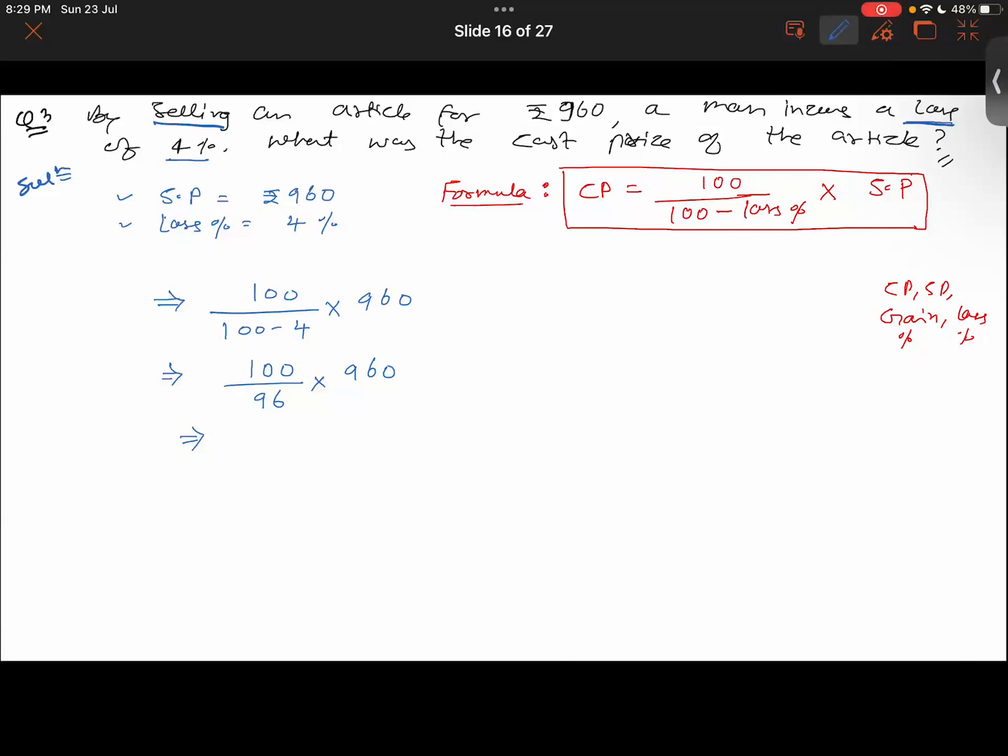What are you saying, Ahmed? Arhan, what is your answer? Sir, I cannot get the answer. Look, it is very simple here. This is 96, this is 960. So 96 will cancel 960 by 10 times, and there's 1 in the denominator. So you will multiply the numerators here. 100 multiplied by 10, that is how much? 1000. That is my answer.